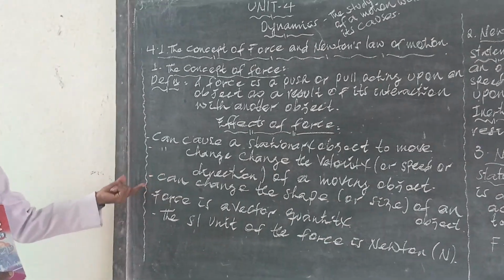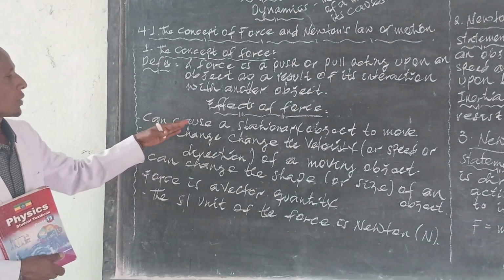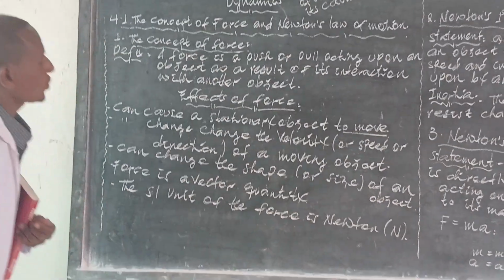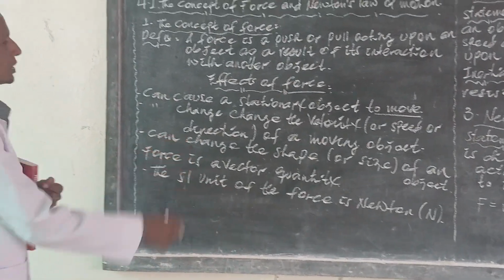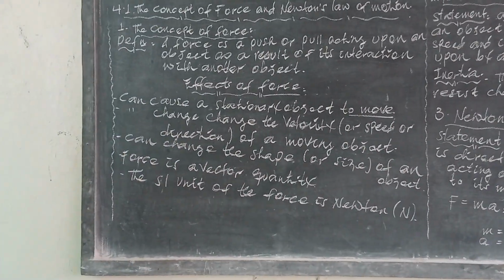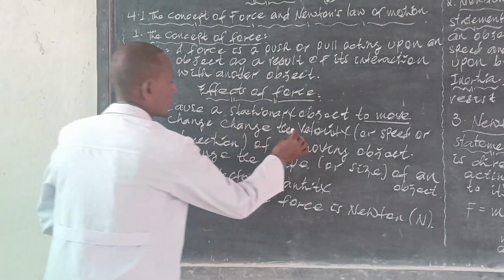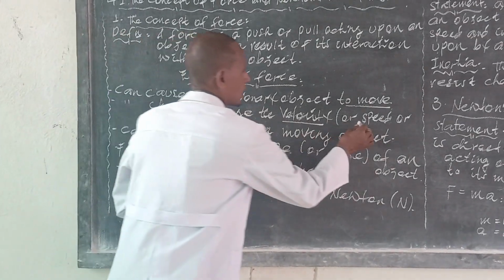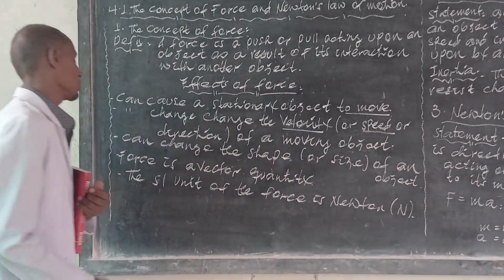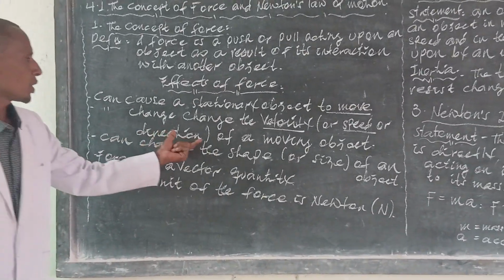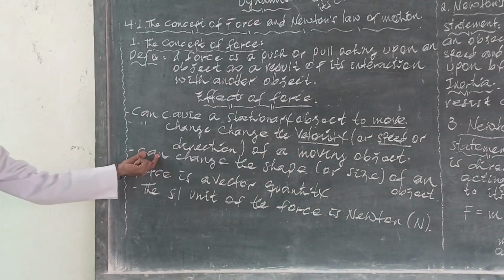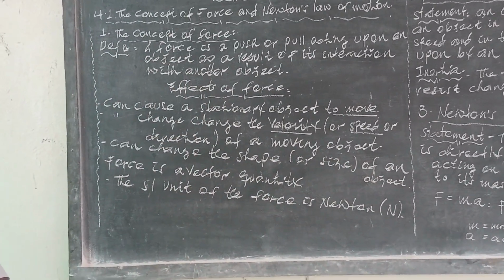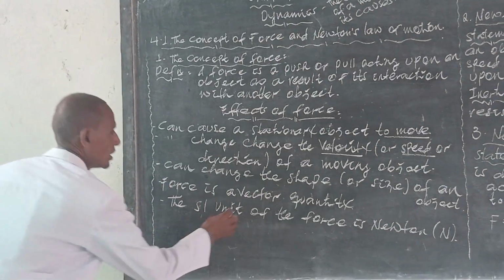For a clearer idea, the effect of forces can cause a stationary object to move. It means if force is exerted on something at rest, the object moves. Another effect is that it can change the velocity of the object, whether speeding up or slowing down. It can also change the shape of a given object, and it can change the direction. The other effect of force is that it can change the shape or the size. And also, force is a vector quantity.